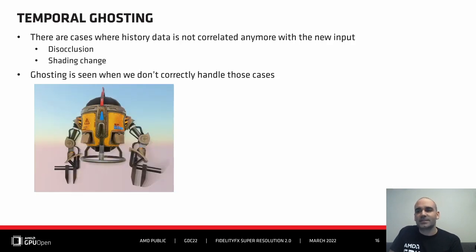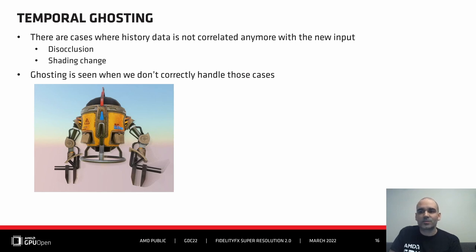So there are still cases where the reprojection is failing. The history might not be correlated anymore with the new inputs. And this is the case when a part of the scene is disoccluded, for instance, or when shading changes occur. So disocclusions have the advantage of having some geometrical support. On the other hand, shading changes are not supported by geometrical information, and they will be missing motion vectors and depth. That's, for instance, the case for lighting condition changes or animated textures. And in those cases, traces of the previous frames will be visible in the final accumulated frame.